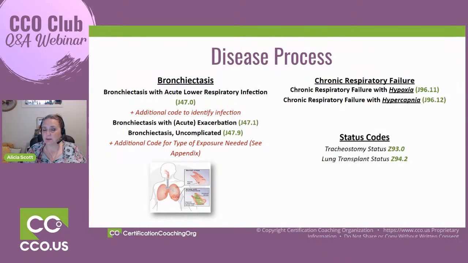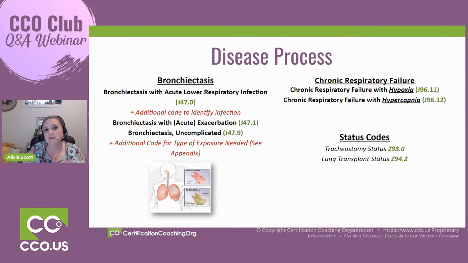J47.1. Remember, I said when we have an acute exacerbation, it means the patient suffers from bronchiectasis, but all of a sudden it's taken a turn for the worse. We're struggling. The patient's not able to get air in, and of course they'll probably end up in the ER. If it's uncomplicated, nothing else going on, J47.9. You might see the provider state it as controlled and under good control. I've seen that, or stable.